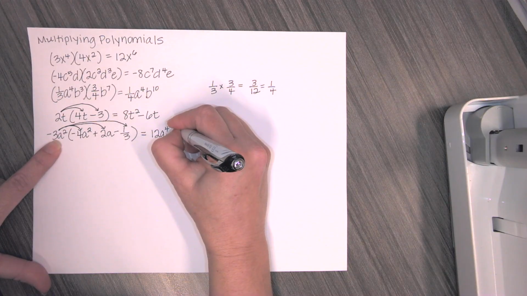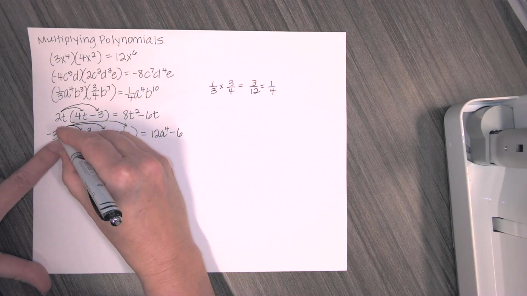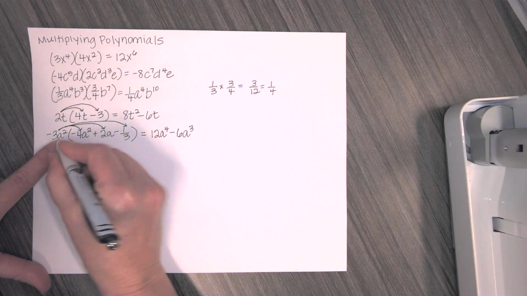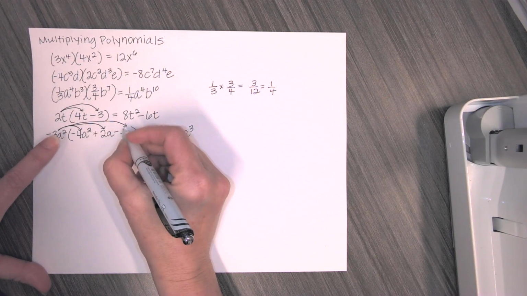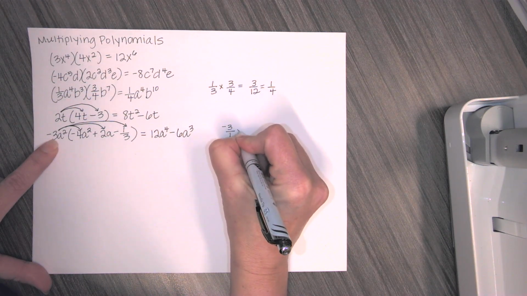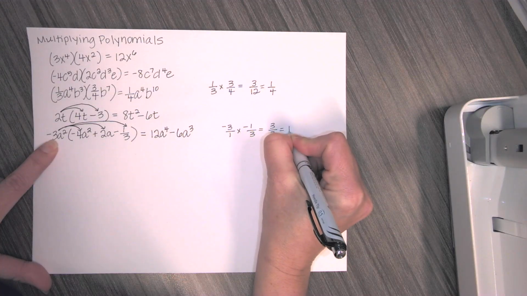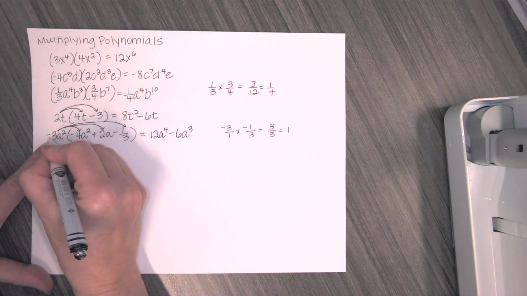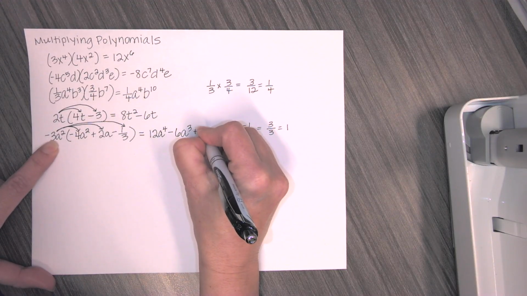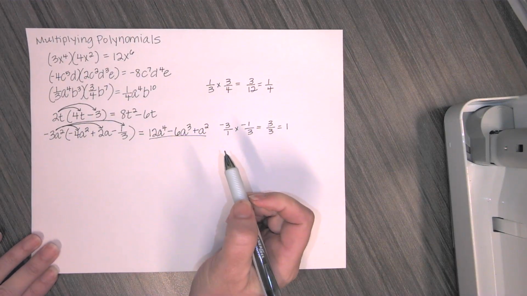Negative 3a squared times positive 2a. Negative 3 times 2 is negative 6. A squared times a, add the exponents, 2 plus 1 is 3. And then negative 3a squared times negative 1/3. Well, negative 3 times negative 1/3 is positive 3/3 or 1. A third of 3 is 1. And so that comes out positive 1a squared. Okay, so here's our final answer here.